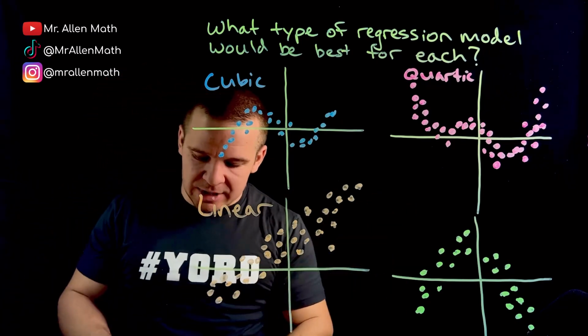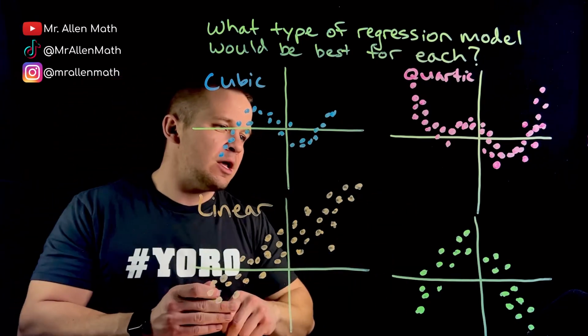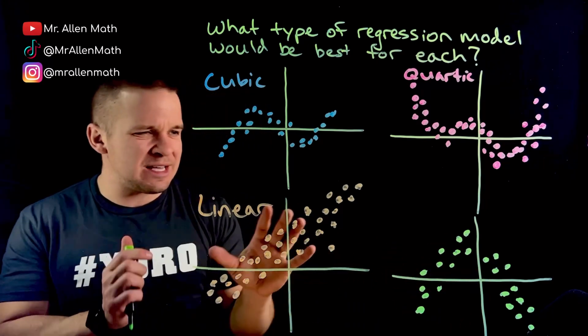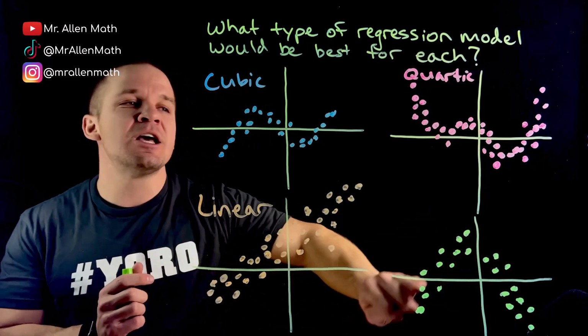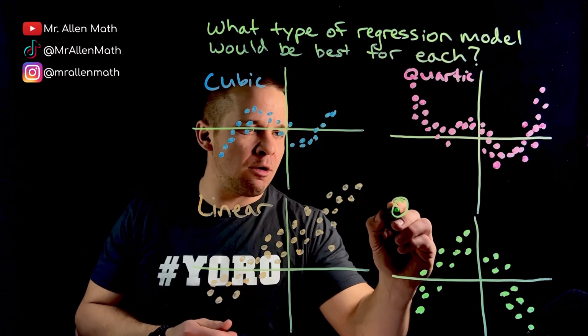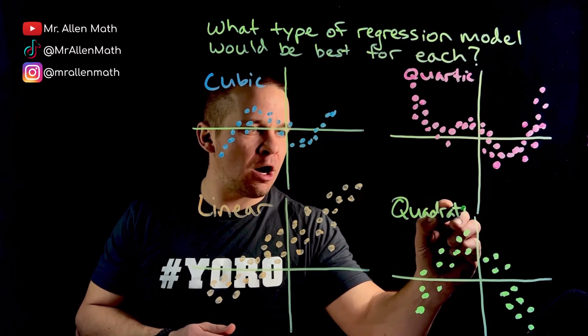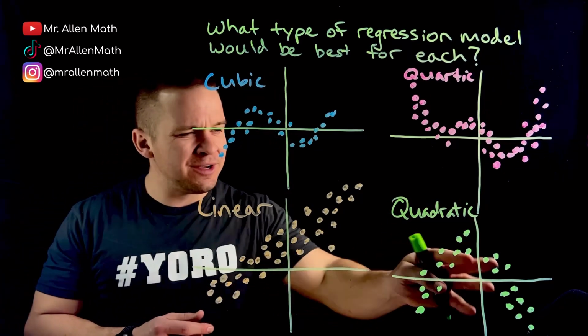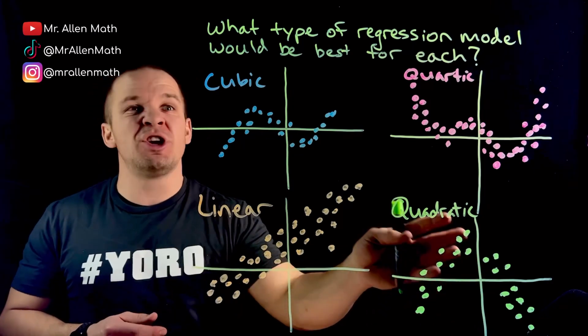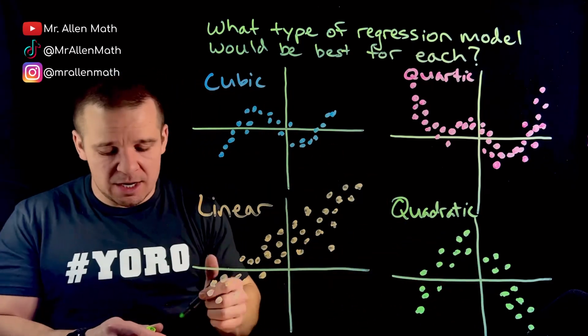All right, and then this last one down here, the green. This one looks like the points are pretty spaced out, but you can kind of see an N shape to it, which here would be our quadratic, our old buddy the quadratic. There we go. So again, probably not an R value as good as the cubic one, but probably still pretty decent.